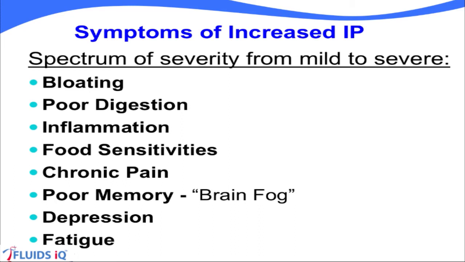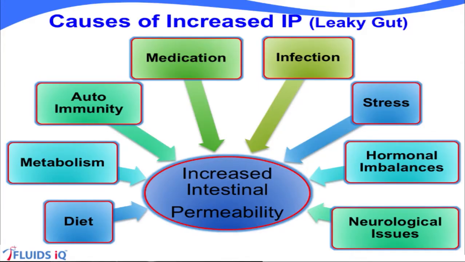And what you get in terms of symptoms is a spectrum that goes in severity from mild right through to severe. You get bloating, poor digestion, all the various signs of inflammation, the food sensitivities, the chronic pain, what is known as brain fog or poor memory, depression, and of course fatigue, both acute and chronic. Over the next few moments, I'd like to go through a very general description of the causes of increased intestinal permeability, also known in parlance as leaky gut.